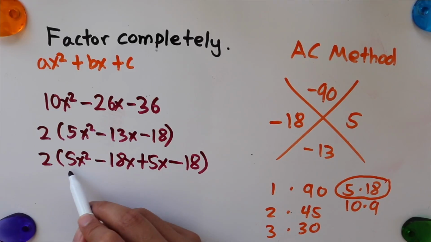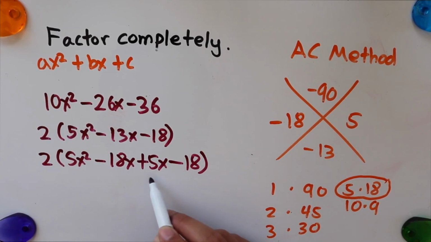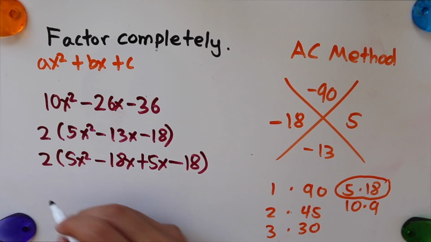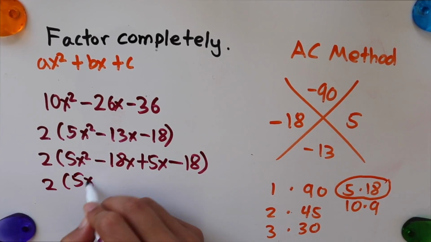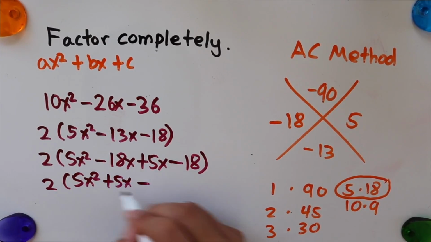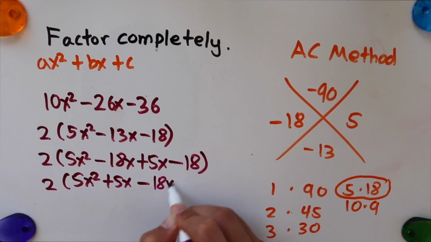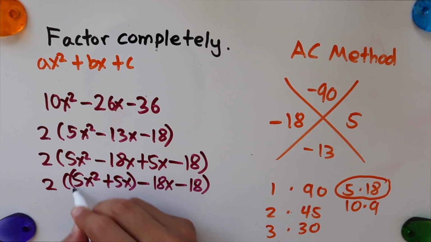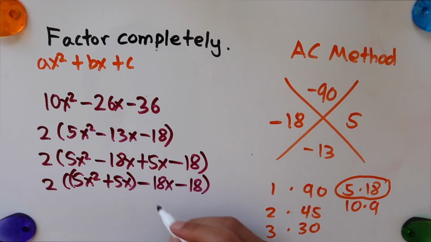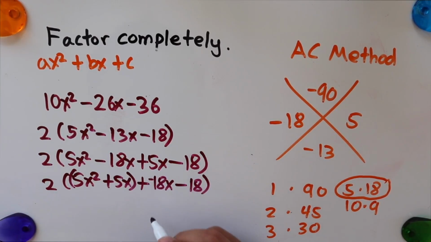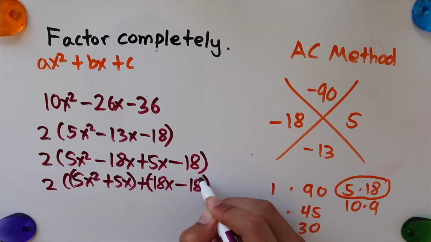Notice how if we just group these two terms together and those two terms together, we're not going to be able to factor out really much. So instead, we're going to rewrite this so that the 5x is going to be next to the 5x squared and the negative 18x is going to be next to negative 18. Because now when we group these two terms, one thing I can do is make this plus, put a negative sign over there, and then group like so.